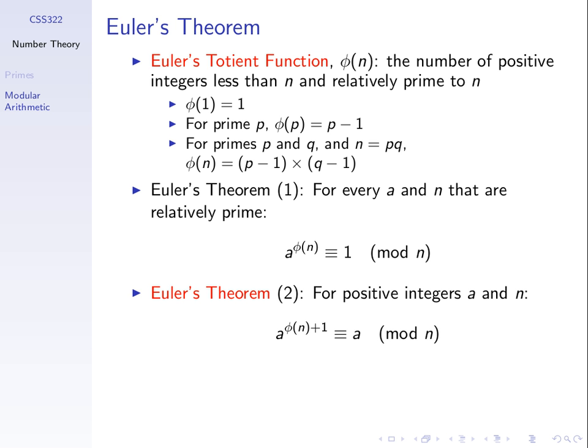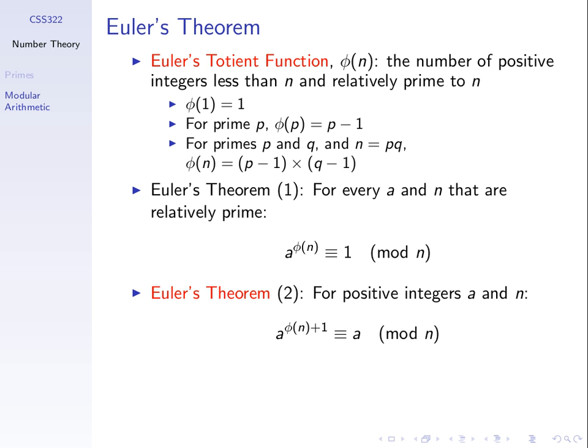Which is totient of P, because P is prime, is P minus 1, and the totient of Q, because Q is also prime, is Q minus 1. We see that's a very useful rule or a shortcut when it comes to RSA. So that's the quick definition of the totient function, Euler's totient function. And then it's used in Euler's theorem.